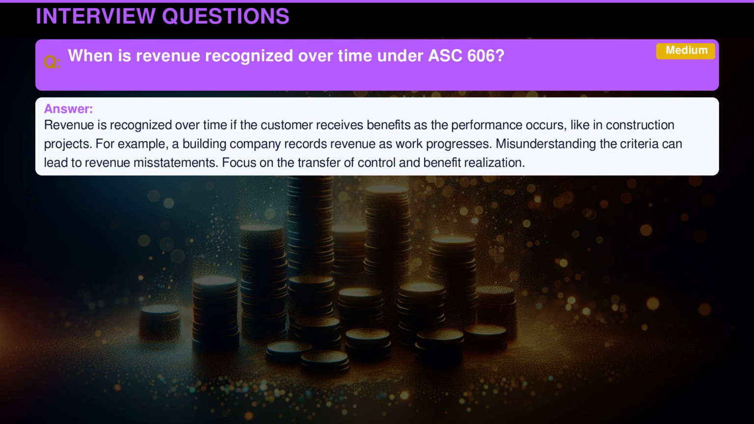Revenue is recognized over time if the customer receives benefits as the performance occurs, like in construction projects. For example, a building company records revenue as work progresses. Misunderstanding the criteria can lead to revenue misstatements. Focus on the transfer of control and benefit realization.